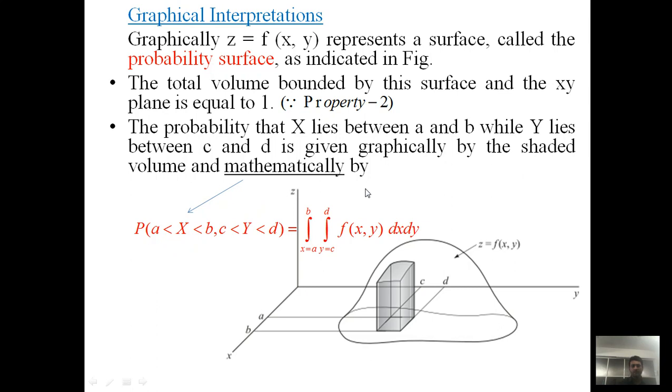Mathematically it is represented by this highlighted red equation: the probability that x is between a and b and y is between c and d is represented in terms of a double integral, with x going from a to b and y going from c to d, of the probability function f of xy dx dy. So ultimately we find the probability of the two-dimensional random variable. In other words, we find the volume of this shaded region, the probability of events occurring in this particular region.